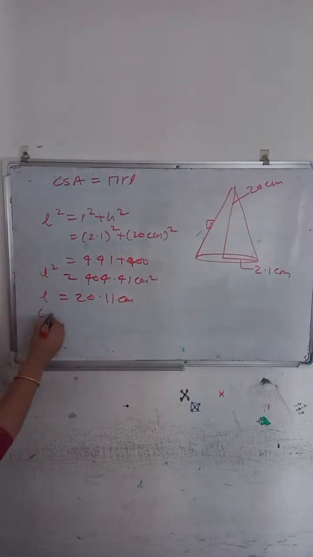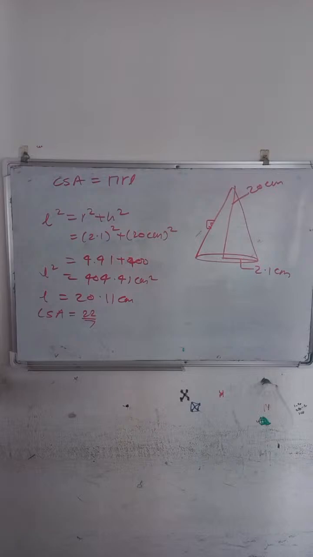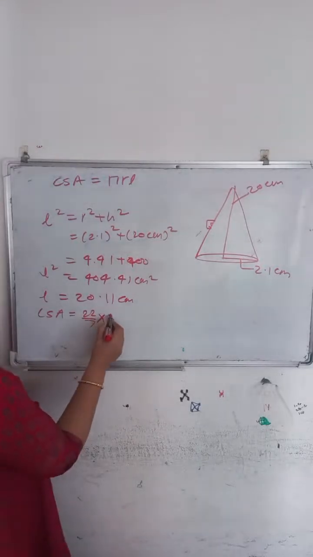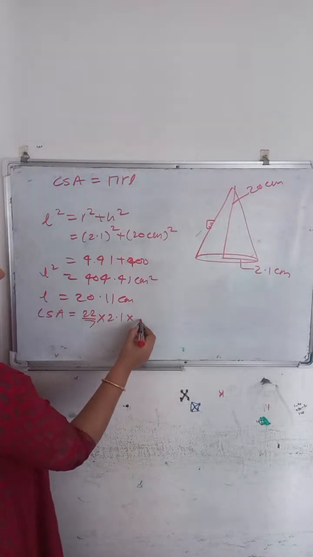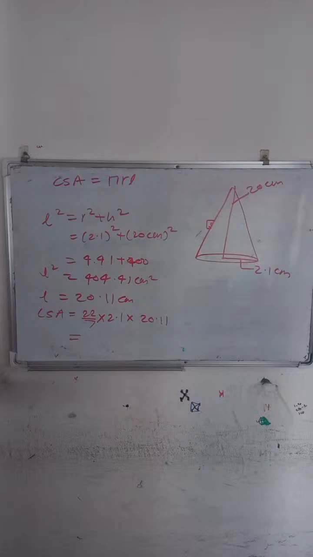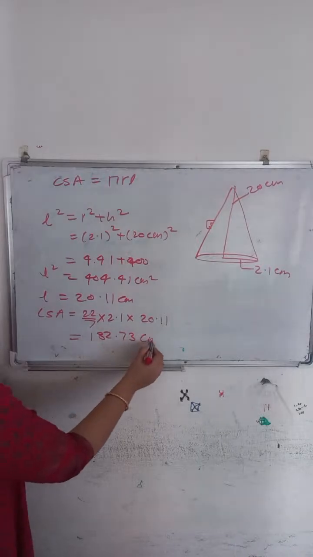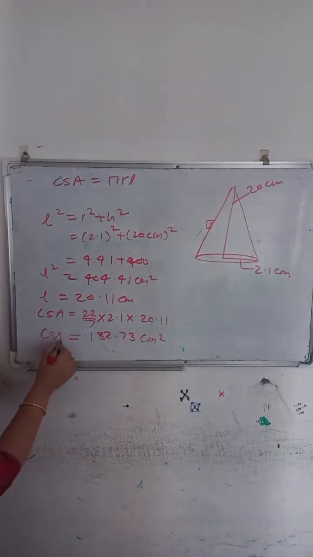Now calculate CSA. CSA is nothing but 22 by 7, I think pi is not mentioned, so we take 22 by 7. Then r is 2.1, l is 20.11. So do this multiplication and check how much you get. If you multiply, you will get 132.73 centimeter square. But this is not the required answer.